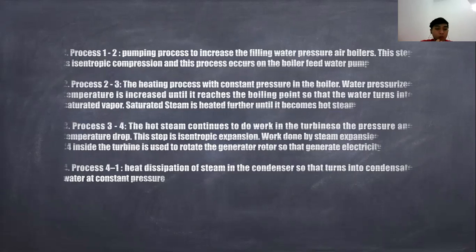Third, the hot steam does work in the turbine so the pressure and temperature drop. This step is isentropic expansion, for work done by steam expansion inside the turbine, which is used to rotate the generator rotor so that it generates electricity. Fourth, heat dissipation of steam in the condenser so that it turns into condensate water at constant pressure.